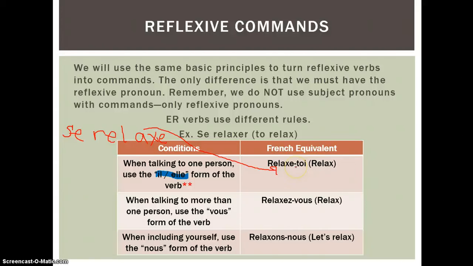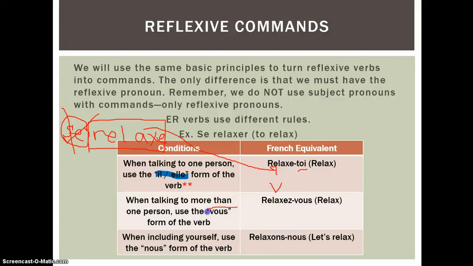You have your hyphen. Now I know we use the il form, so you may want to try to change that se into here, but you can't use that se. Okay, you're not using the se. The only thing you want from the il form is this relaxe. That is it. You must still use the tu form of the reflexive pronoun, and that will be toi. Okay.